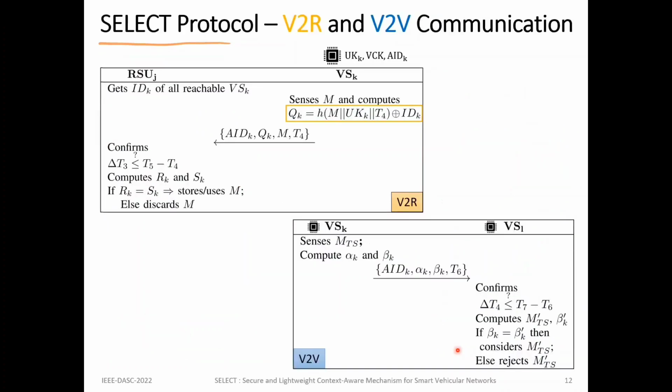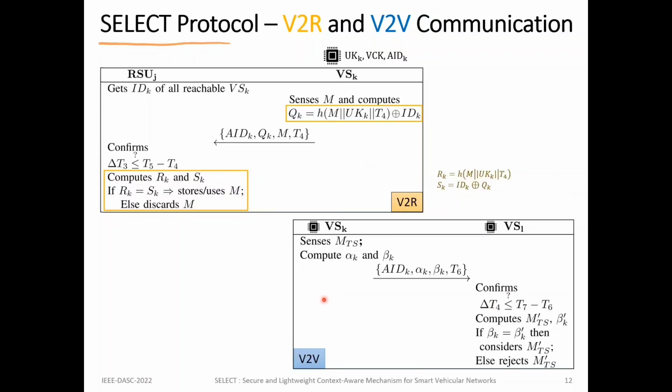Coming to the next communication, that is V2R and V2V communication. Here we'll discuss first V2R communication. This is figure 1. RSUJ regularly scans the network interface to know all in-range vehicles with their IDK, and a vehicle sensor continuously sends messages, and then it sends this QK as like this along with this anonymous ID, and then it checks the freshness, and after that it computes certain parameters RK and SK as like this, and if both these parameters match, then only it considers the message, otherwise it discards the message. Now coming to the next figure, that is figure 2.